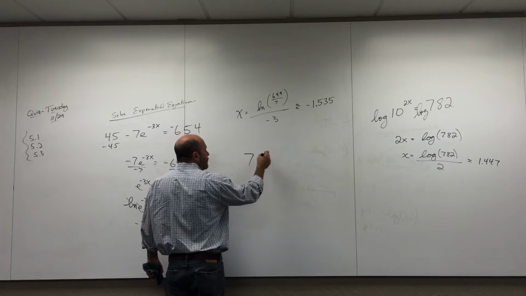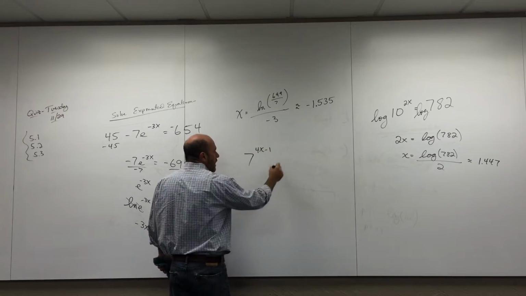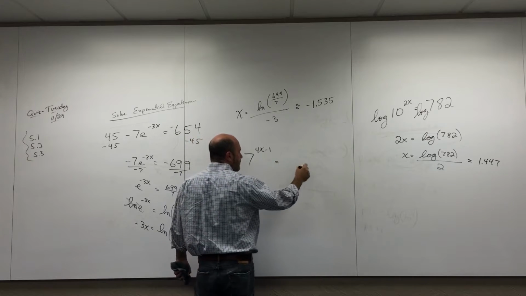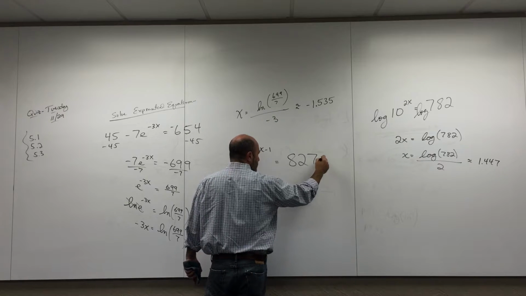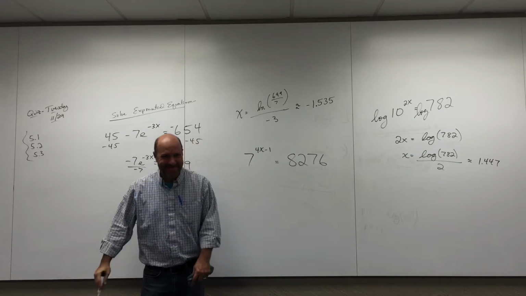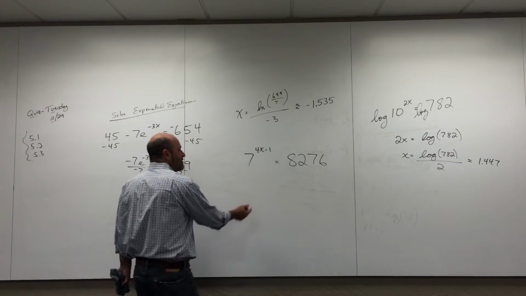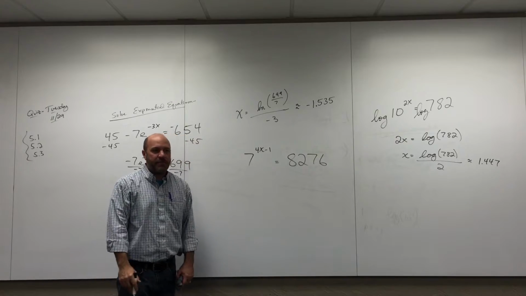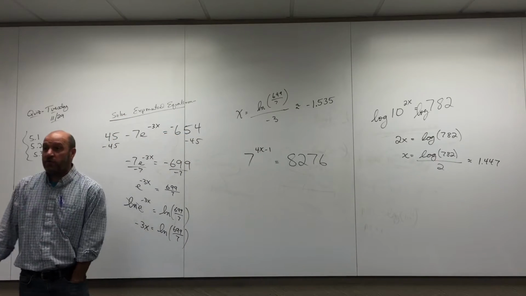7 to the 4x minus 1 equals 8,276. All right, so what's the theme? Try to solve for x. We have to get rid of the base 7. What do you want to do?